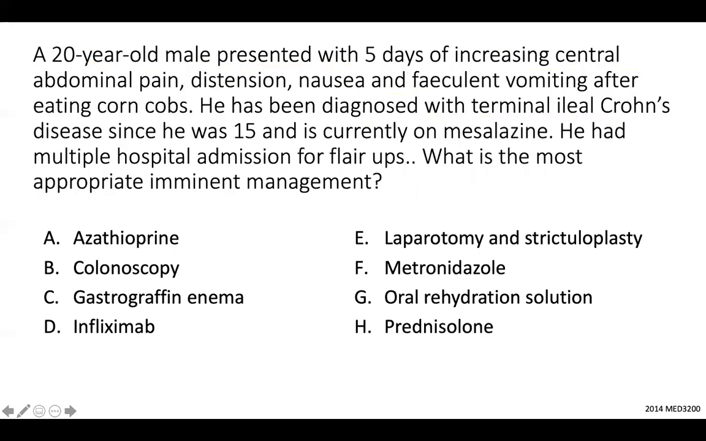Okay, what about this one? So central abdo pain, distension, nausea, feculent vomiting. What's going on without going on further? So there's an obstruction. So maybe a distal small bowel or a large bowel obstruction. And then he has Crohn's. So what's going on? Stricture. And what do you need to do? Yeah, send them to theatre.